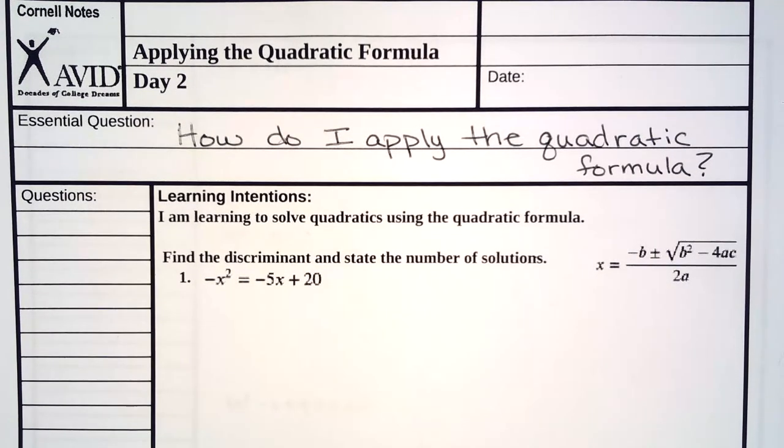So it says on the two warm-up questions, find the discriminant and state the number of solutions. You're not even solving, you're just going to tell me how many solutions there are. So, pause the video and try to do the two warm-up questions on your own. Well, I hope you tried.